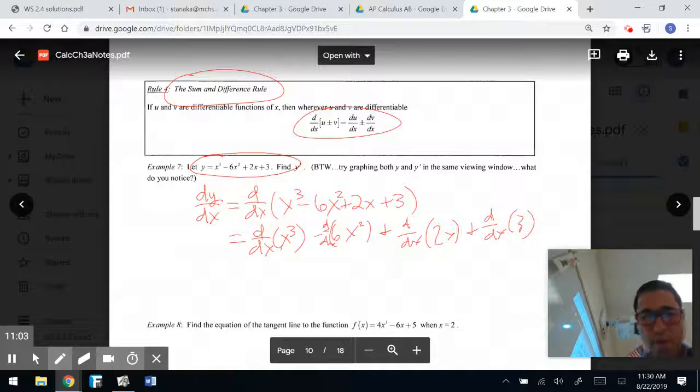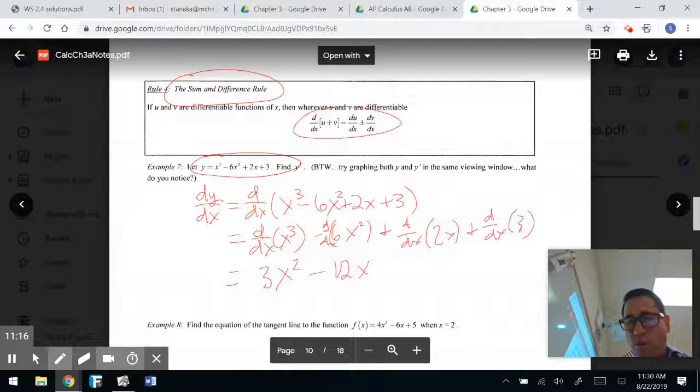Okay, so what would that look like? We just take the derivative of each one of these using our power rule. That'd be 3x squared minus, that 6 is a constant, drop that 2, we get 12x. My next one is the derivative of 2x, which is a power rule: you drop that 1, you subtract, and we get an x to the 0. Anything to the 0 is 1, and the derivative of a constant is 0.